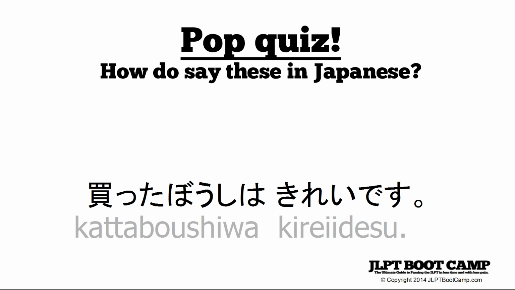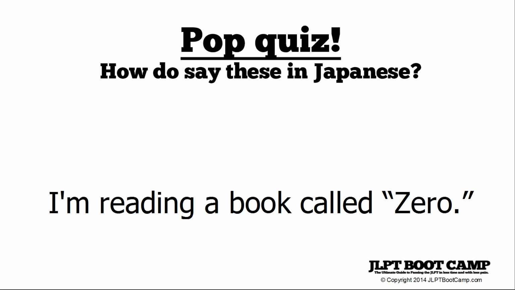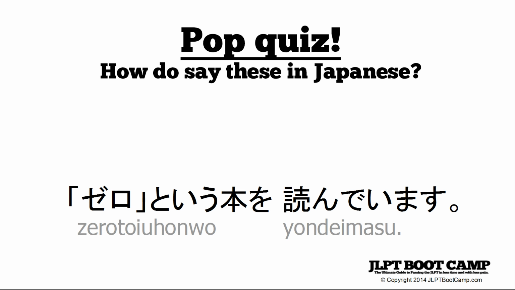So, second sentence: I'm reading a book called Zero. And the answer would be "zero to iu hon o yonde imasu." So, again, we're using the toiu structure to talk about what a book is called.